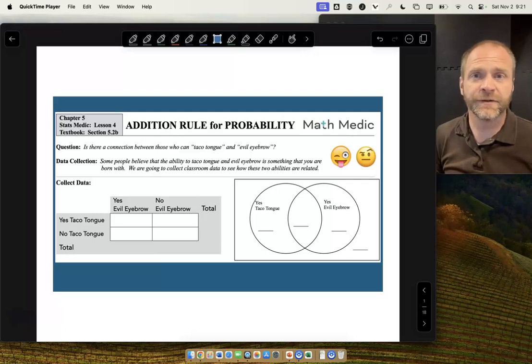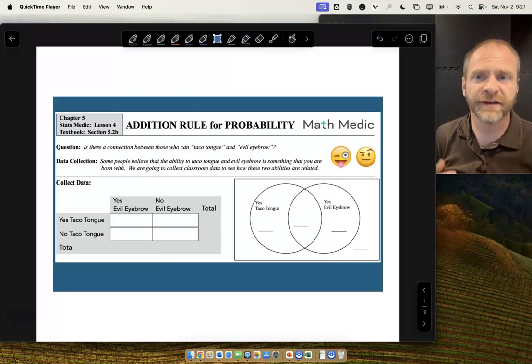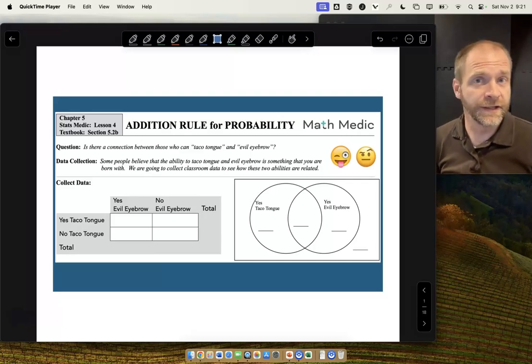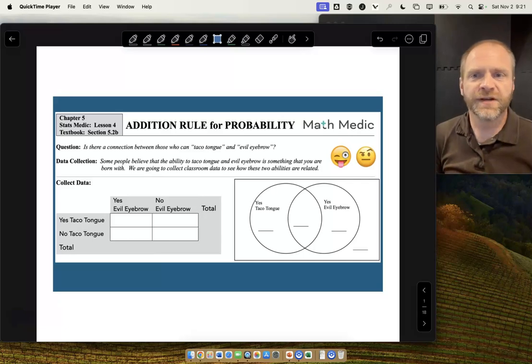To help us, we are going to use the mathematical lesson, which focuses on the question, is there a connection between those who can taco tongue and those who can evil eyebrow? Some people believe that the ability to taco tongue and evil eyebrow is something that you are born with. Now we're going to look at the classroom data and see how these two abilities are related.